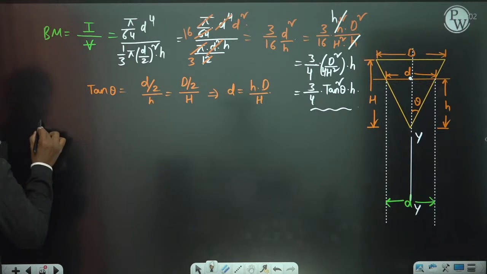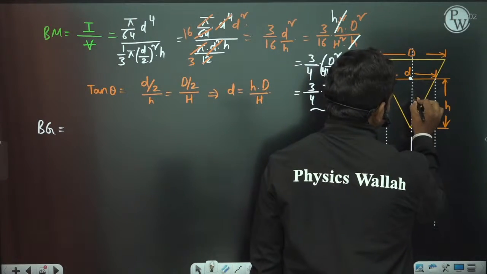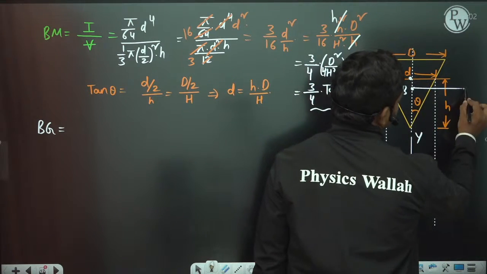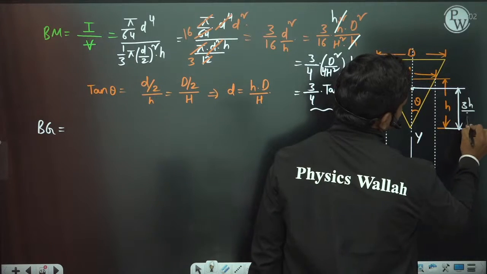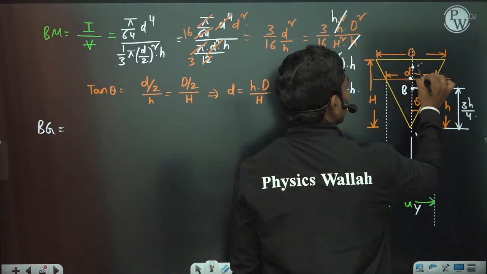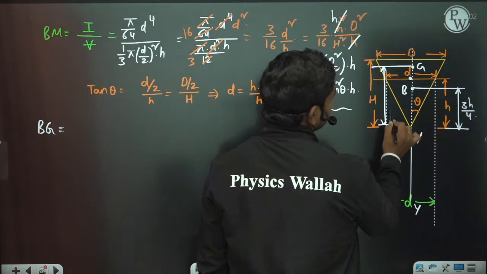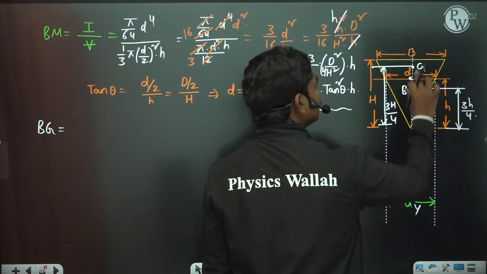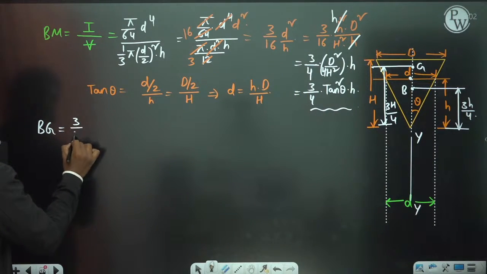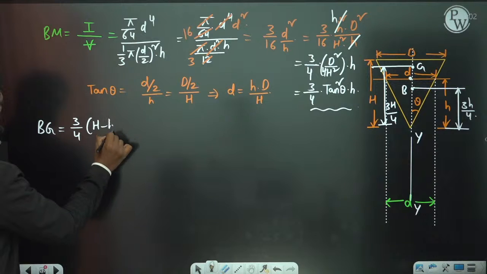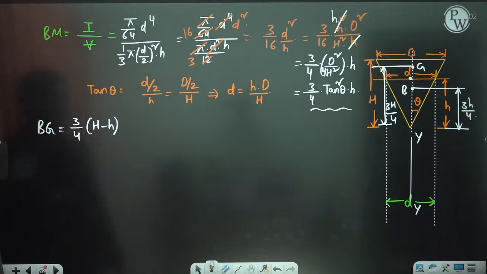Now what about BG? BG is equal to, look, this is B, and if you take this distance, this is 3h by 4 obviously. Similarly, this is G. So if you take this distance from the bottom of the cone, this is 3 capital H by 4. So this BG distance is nothing but the difference between these two. So 3 by 4 times capital H minus small h. Okay, so this is what you have here. Now let us simplify this and see what we have.